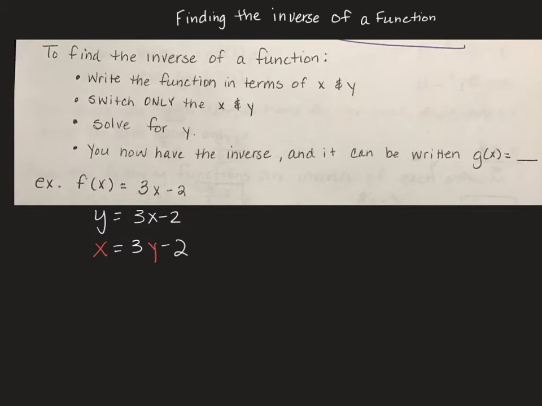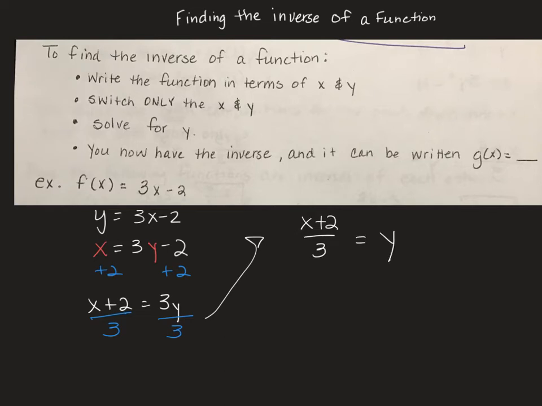So let's do that. So let's add 2 to both sides. This now becomes x plus 2 equals 3y. The next thing would be to divide by 3, because again, I want y alone. And my equation becomes x plus 2 over 3 equals y. Notice how there's nothing else around the y, so y is alone.